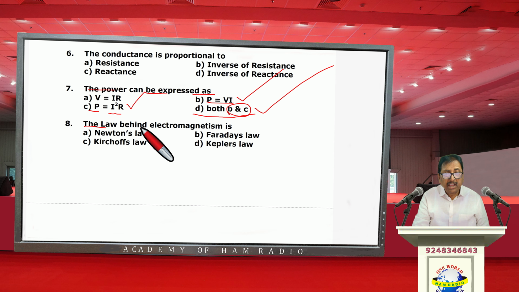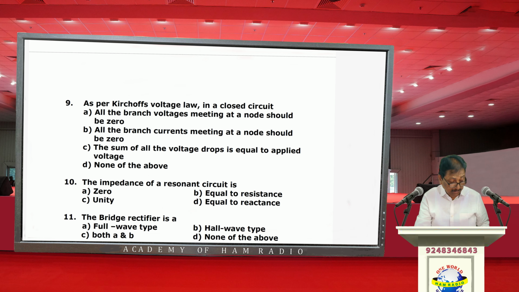The law behind electromagnetism is Faraday's law. As per Kirchhoff's voltage law, in a closed circuit, the sum of all the voltage drops is equal to the applied voltage. C is the correct option.